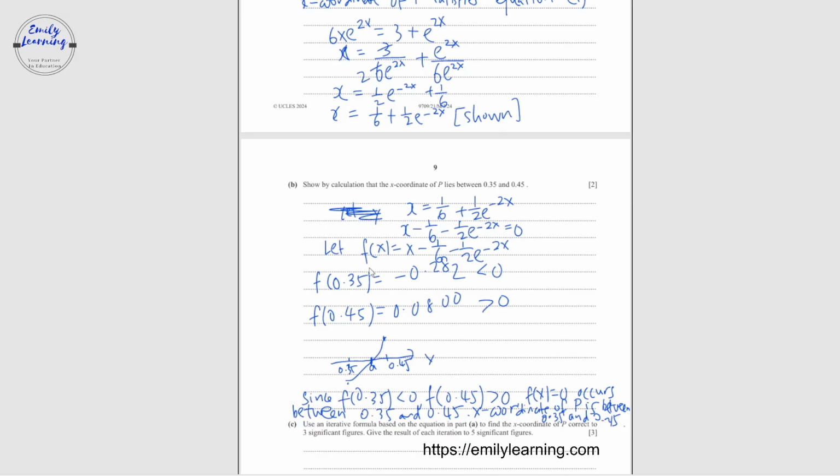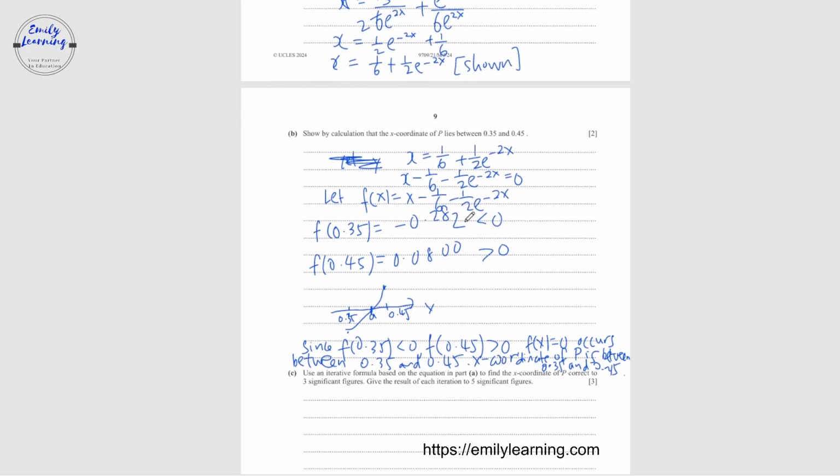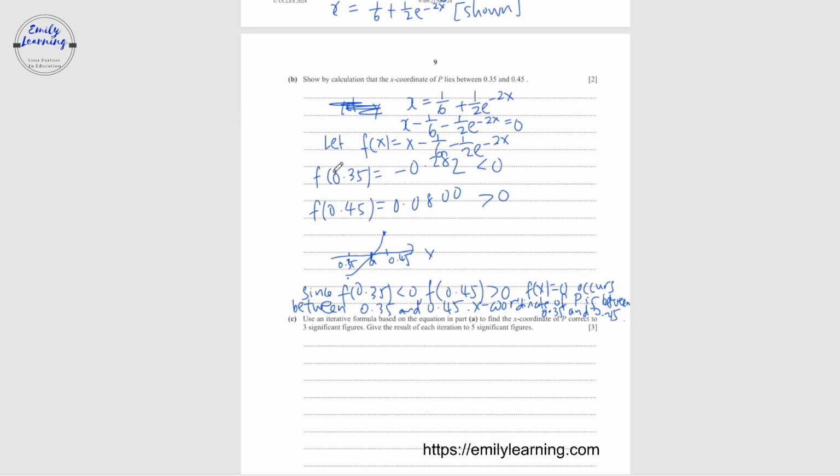Okay, so we need to talk about this. f(0.35) is less than 0, f(0.45) is greater than 0. So to find f(x) equals 0, the x must occur between x equals 0.35 and 0.45. Alright.